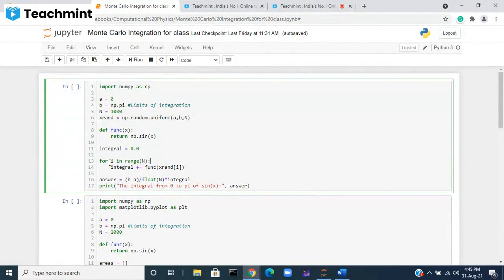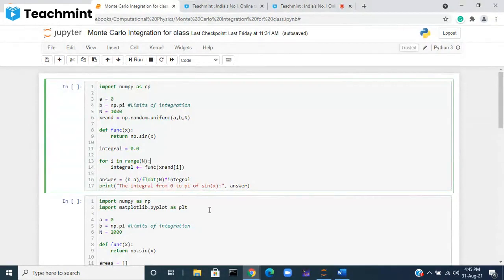So we start with I equal to 0. Then xren 0 will be the first value of the array. Xren 0 gives the first generated value, xren 1 gives the second value, and xren 2 gives the third value. So xren is an array of 1000 uniformly distributed random numbers. At each of these 1000 uniformly distributed random numbers, we calculate the value of the function.